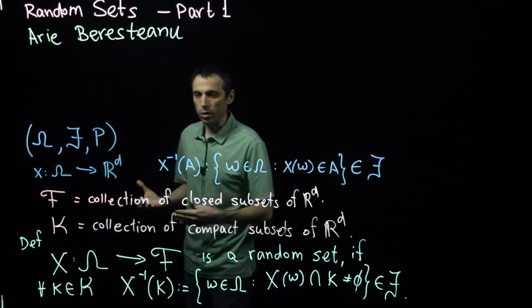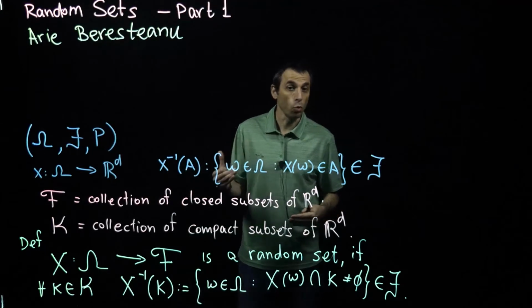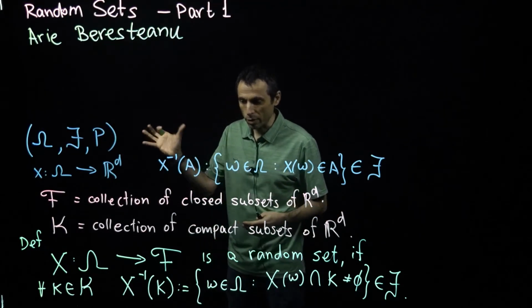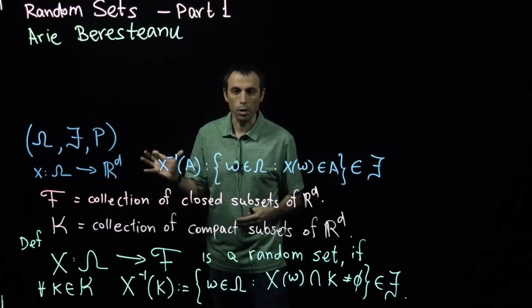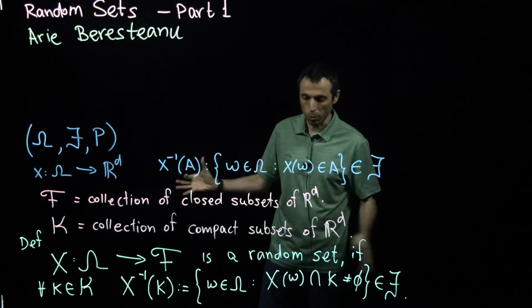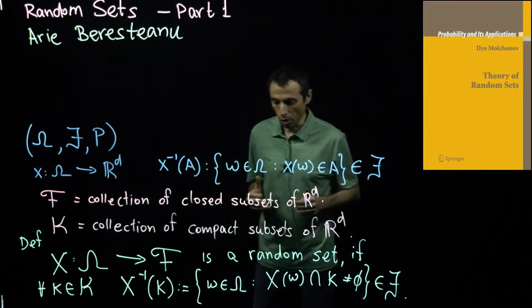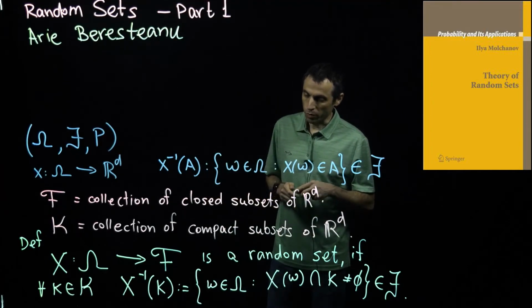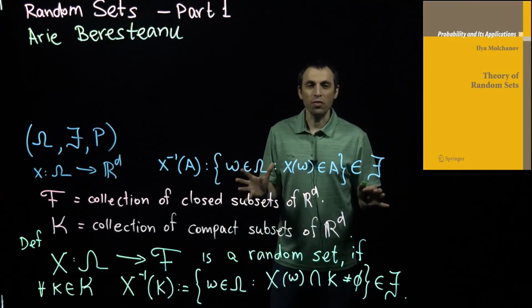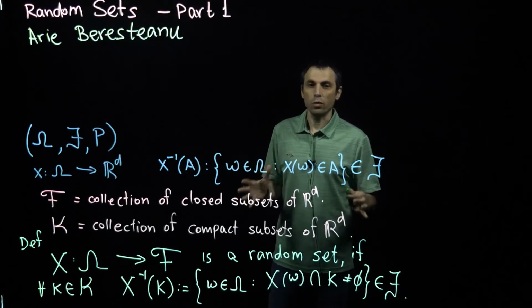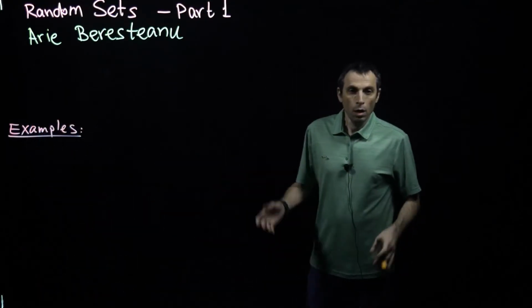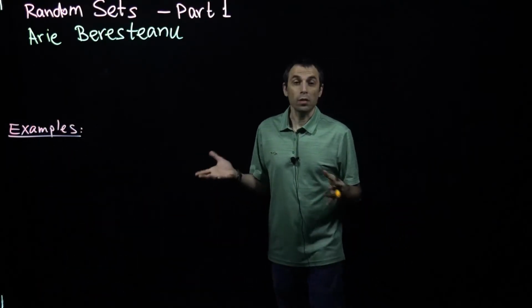So you can look at Molchanov's book, and we have some comments on that in the paper, but the best source is Molchanov's book, which I will put again in the description of the video. Okay, so that's the basic definition of what is a random set. Now let's look at some examples.